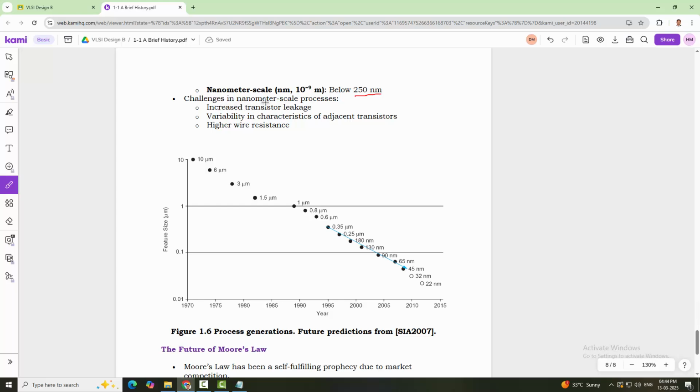There are a couple of challenges in the nanometer scale processes, because transistor leakage current increases enormously, and there is variability in the characteristics of adjacent transistors that will influence the transistors, and the resistance of wires has increased like anything. These are the challenges that designers normally face in the nanometer scale.